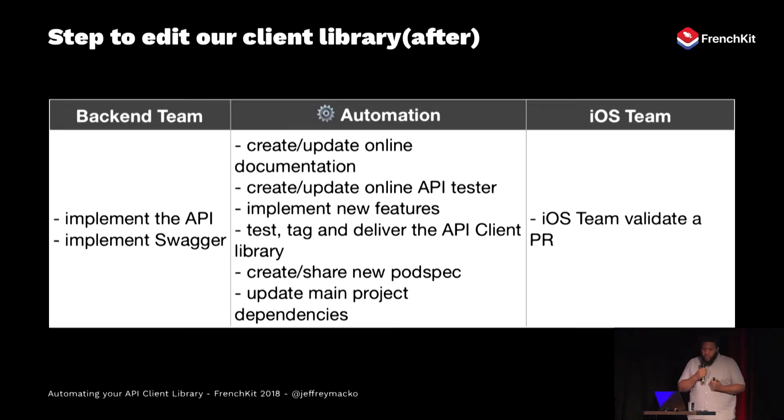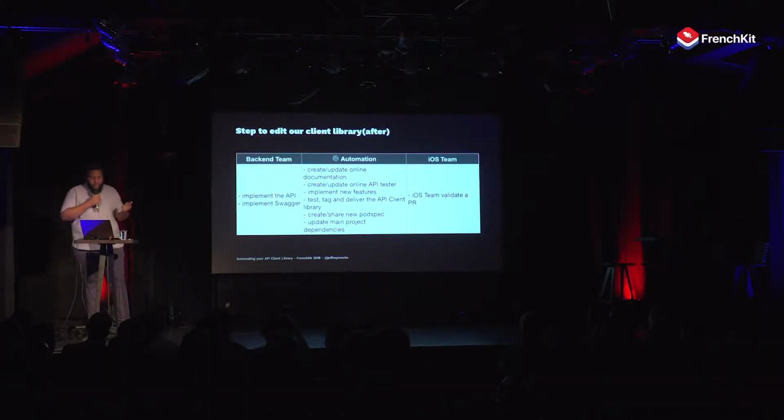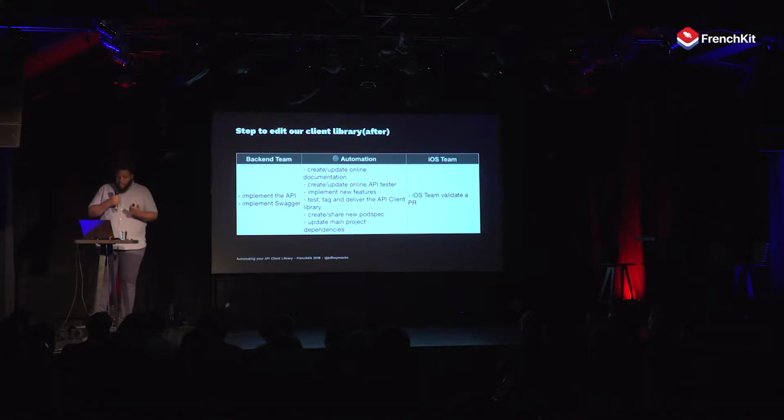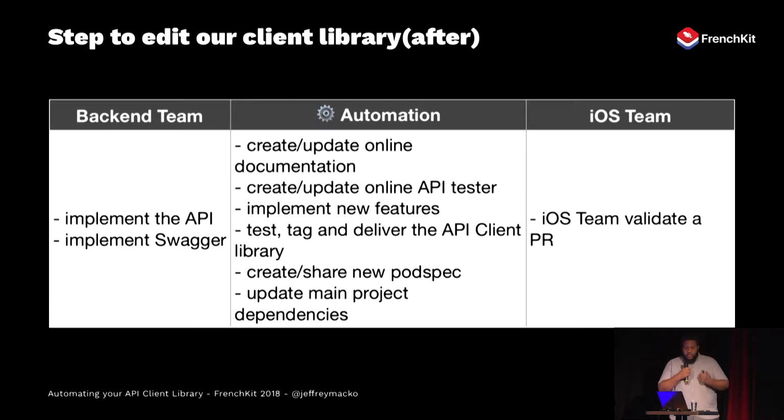So, what do we have now? Our backend team continues its work, implementing the API and implementing the API documentation file. And we have a new step in between, that is the automation process, that creates some of the stuff that the backend team was doing before, like updating the documentation and the API tester. But it does a lot of other stuff that we were doing before, like implementing the new feature into the library, test it, tag it, deliver it, etc., etc.